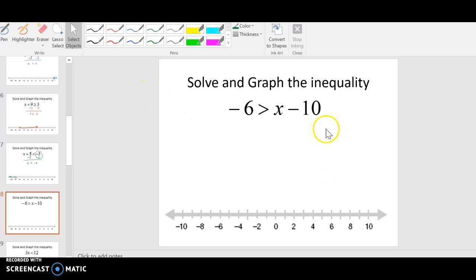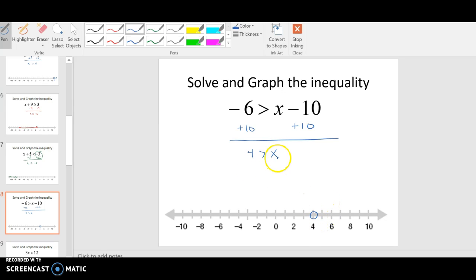Now this one gets a little tricky. To solve this one, I'm going to go ahead and add the 10 to both sides. Now, when I add the 10, technically I get 4 is greater than x. But here's the thing, it's hard to graph from here. If I graph from here, I would go open circle, but I always want to read it from the variable to the number.